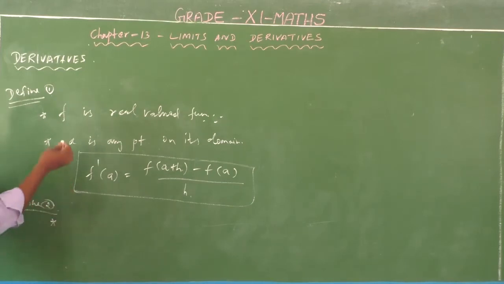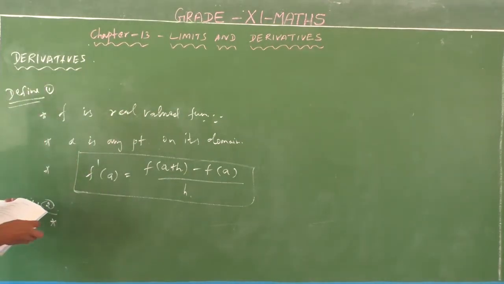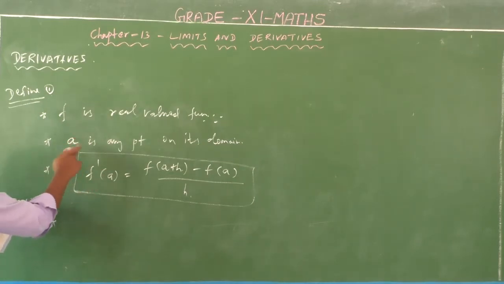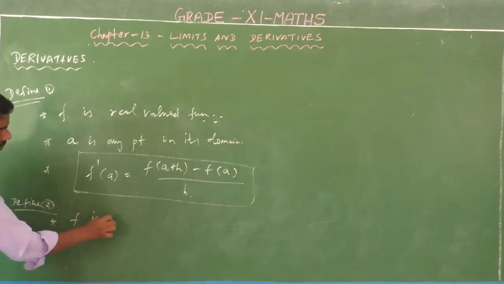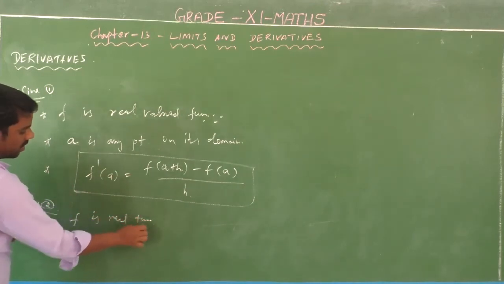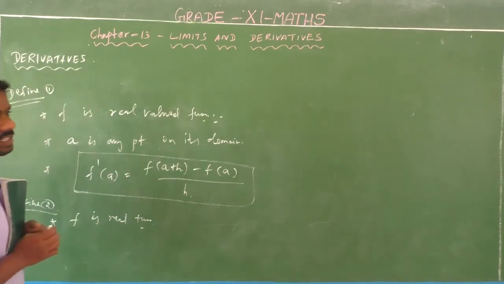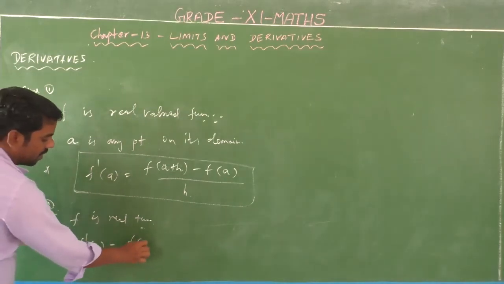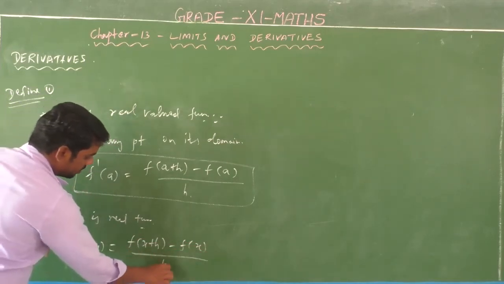Same, f is a real valued function. Here a is any point on its domain, so this is the derivative at the point a. Next, let f be a real function and x a variable. Then the derivative of this function at x is f dash of x is equal to f of x plus h minus f of x divided by h.